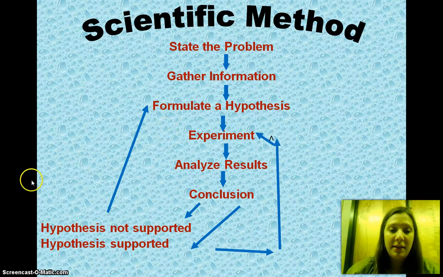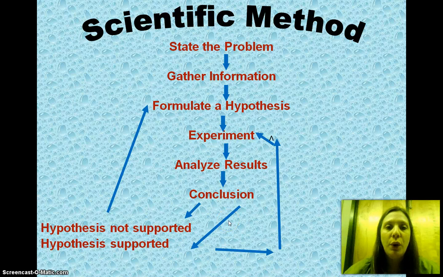So if your hypothesis is not supported, then you're going to go back and gather more information. You're going to come up with some new explanation. If your hypothesis is supported, then you'll go back and repeat your experiment over and over, or you'll publish your results, and then some other scientists will repeat your experiment in order to confirm your conclusion.